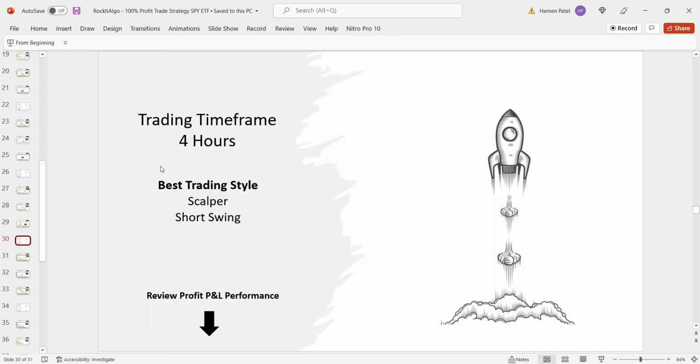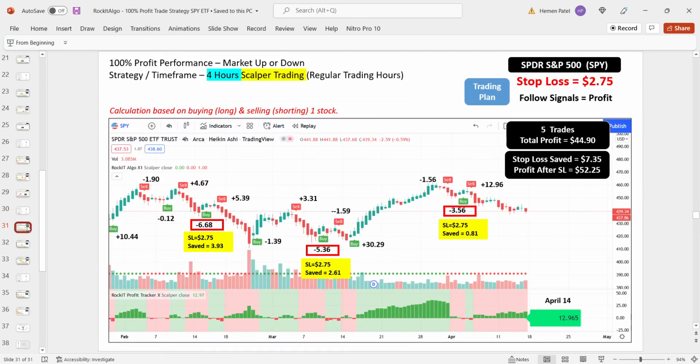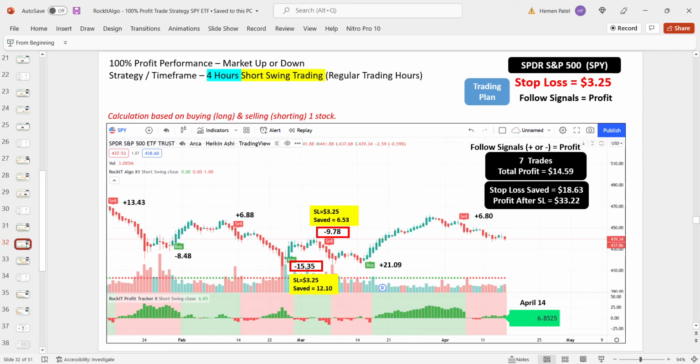Then 4 hours, let's go into 4 hours. 5 trades, 44.90. So you can see, 2, 5, 15, 30 minutes, 1 hour, 2 hours, even 4 hours with the 4-hour scalper. Even without the stop loss, you're gaining a profit. With the stop loss, you're increasing that profit. Short swing, same thing here. 7 trades, 40.59, increases with the stop loss.